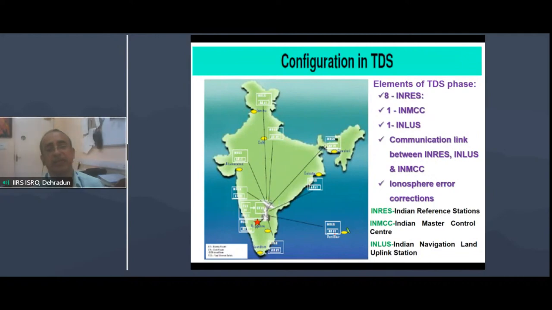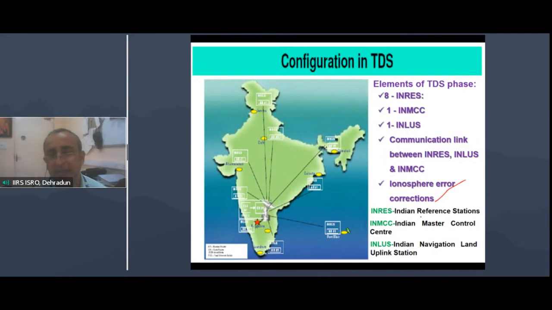You can see the configuration of TDS elements which have been placed at different locations as referencing stations. It has 8 INRES, 1 INMCC, 1 INLUS. Then there is a communication link between the different referencing stations and the master control. Then there is an ionosphere error correction to be applied.